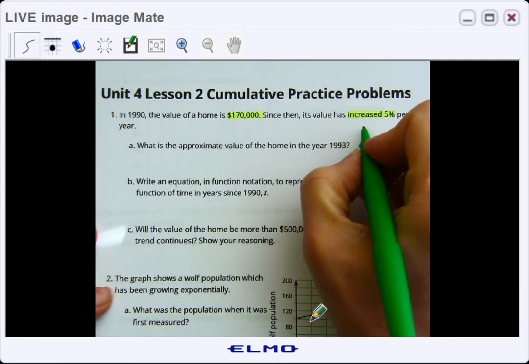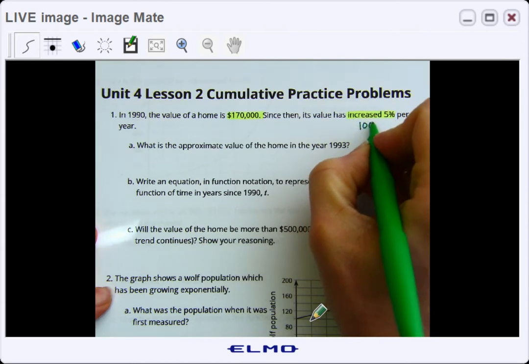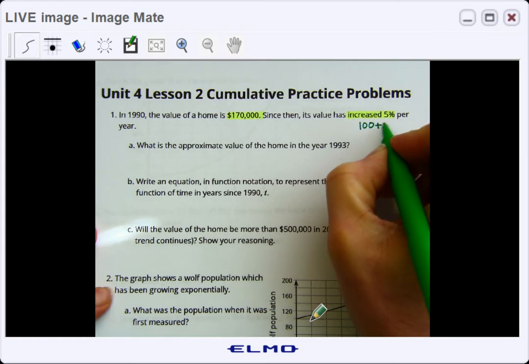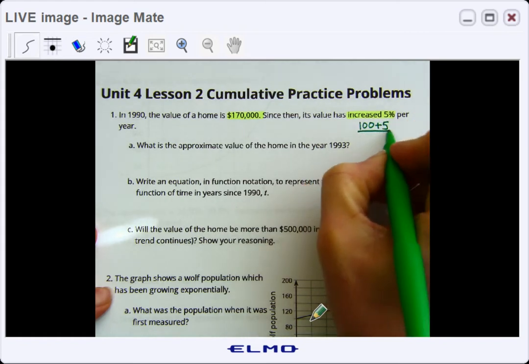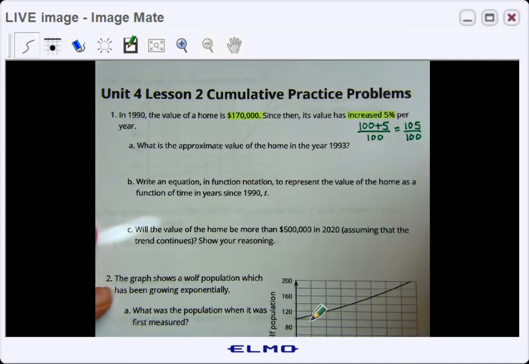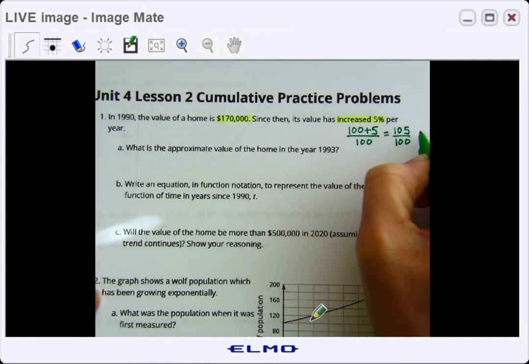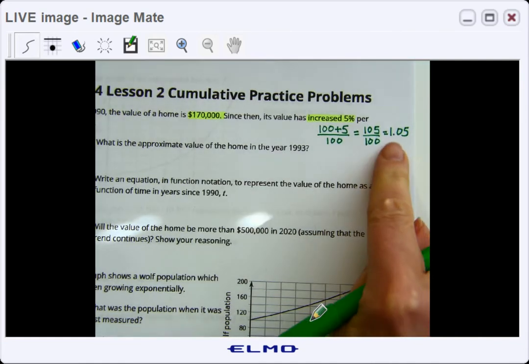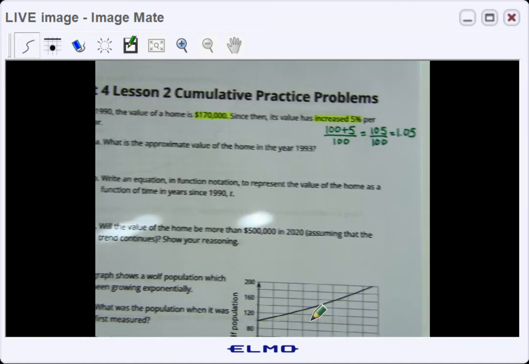So remember, we did this the other day. We take the full price, the full 100%, add 5% to it, and then divide it by 100 to make it a decimal. So 105 divided by 100 is equal to 1.05. All right, so we're going to use that 1.05 as our growth factor to answer the questions.